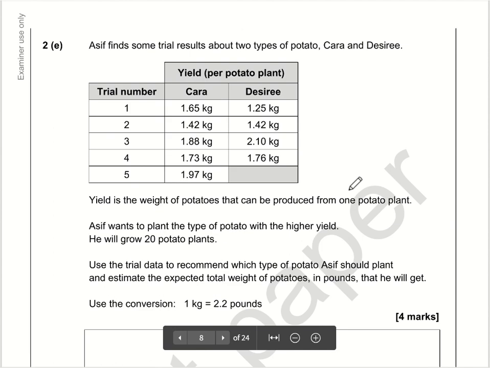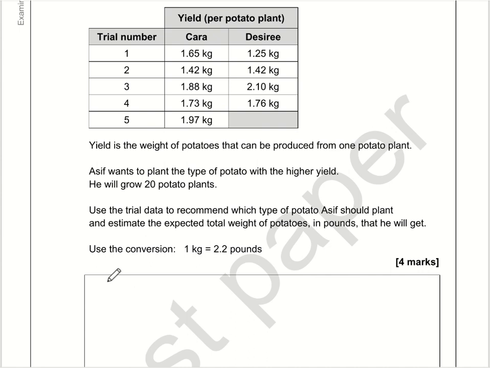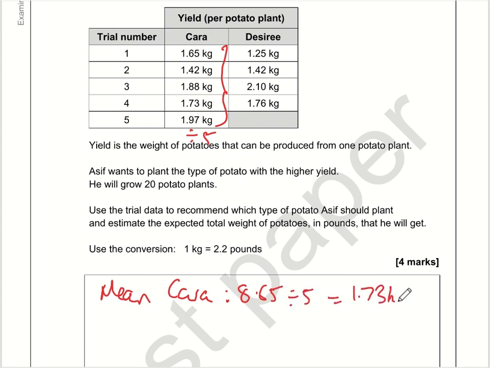Okay, so moving on to part E. What I'm going to do first of all is work out the mean. So the mean for the Cara potatoes is going to be these values added together divided by 5. Now the total comes to 8.65, and 8.65 divided by 5 is 1.73, and that is kilos per plant.